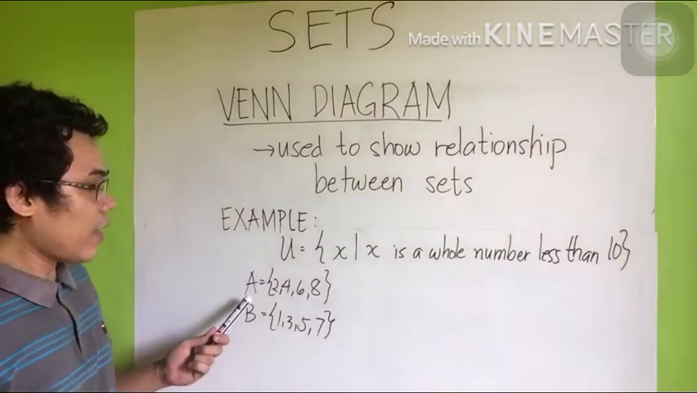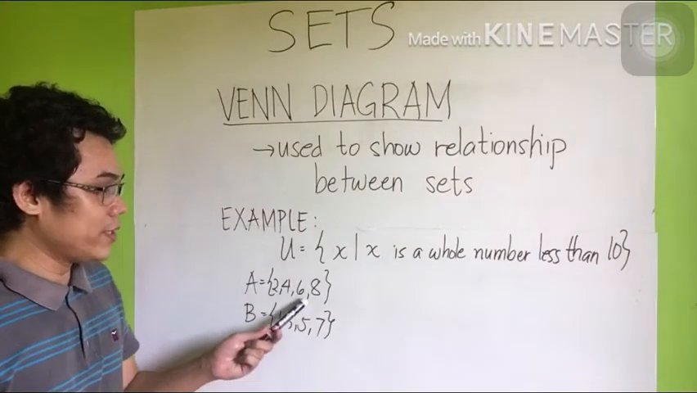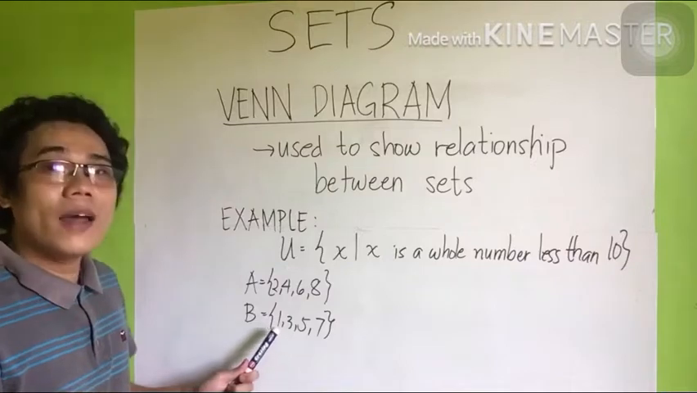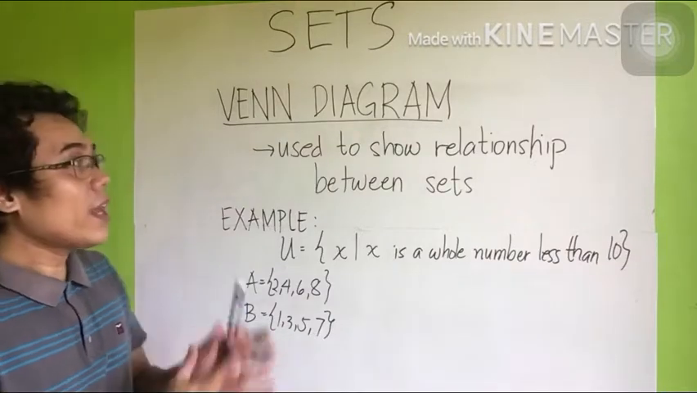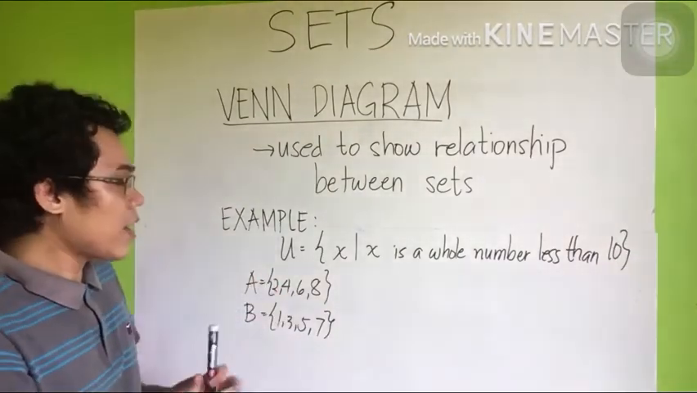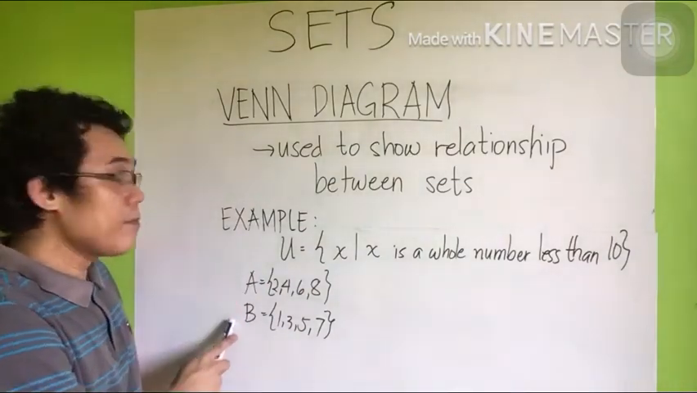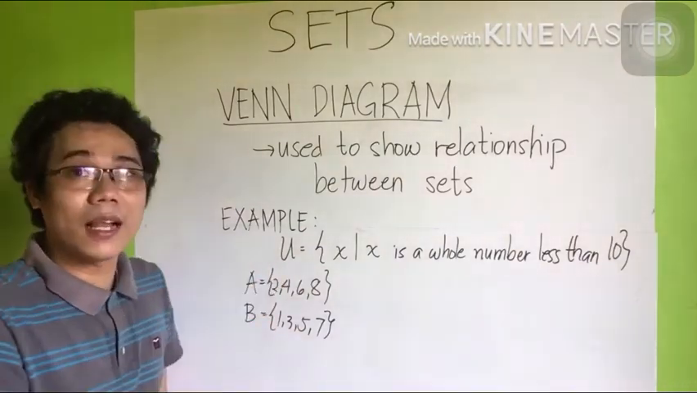And then, set A contains 2, 4, 6, 8. And then, set B contains the numbers 1, 3, 5, 7. So, let us illustrate a Venn diagram that will show the relationship of these sets A and B as well as the universal set.